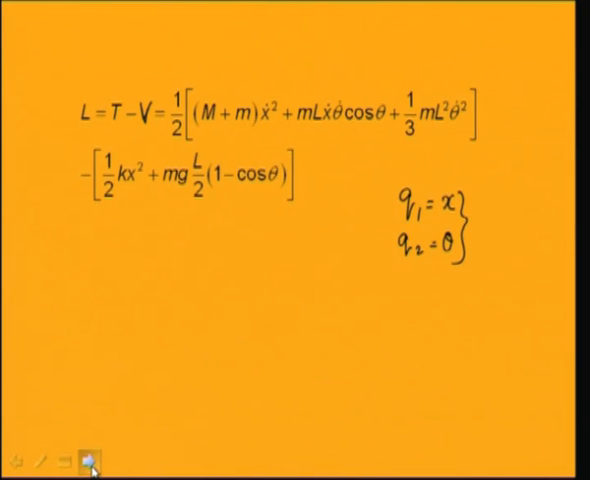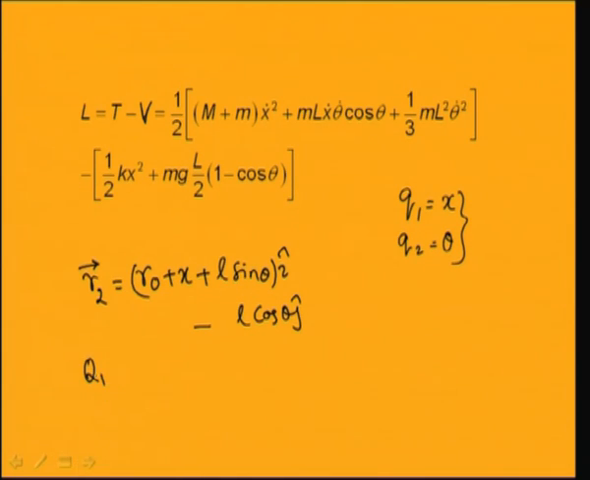So, this is your r2. r2 will be equal to r0 plus x plus L sin theta i minus L cos theta j. This is the position vector of that point where the force is acting. So, you can find the Qk nc, that is, the non-conservative forces of the system.